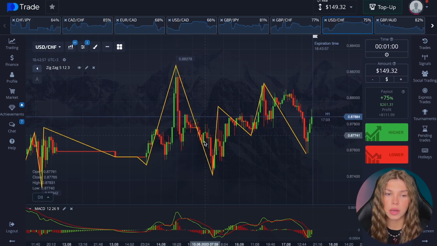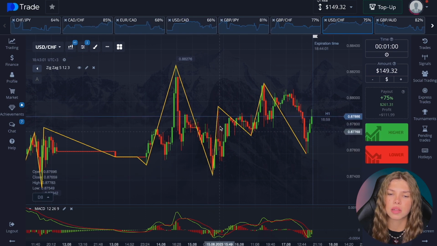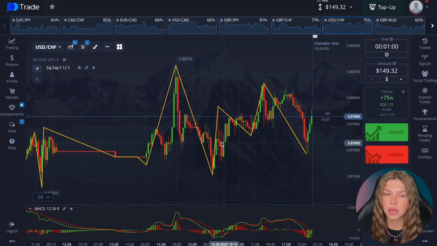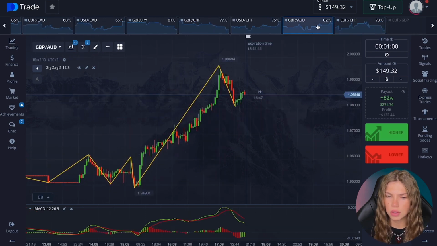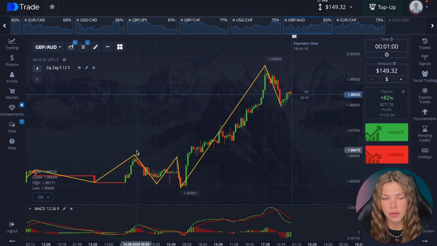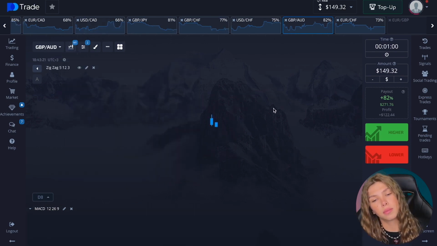So we have seen how we have some kind of mess going on. It went down, updated the minimum to the maximum. Well, you can say that I updated it, and it went down. So if you don't like it, let's look for another currency pair. Okay, let's look at the minute chart.